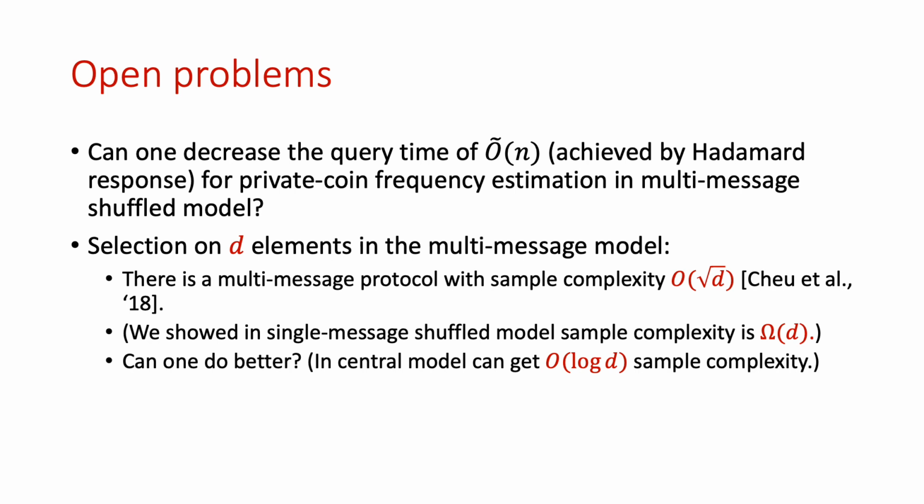Another major open problem is determining the sample complexity of the selection problem on D elements in the multi-message shuffle model. Cheu and Ullman observed that there's a protocol which achieves sample complexity O of root D, which is smaller than our lower bound for the single message shuffle model by a quadratic factor. But in the central model, you can get O of log D sample complexity, and it's unknown whether or not you can do this well in the shuffle model.